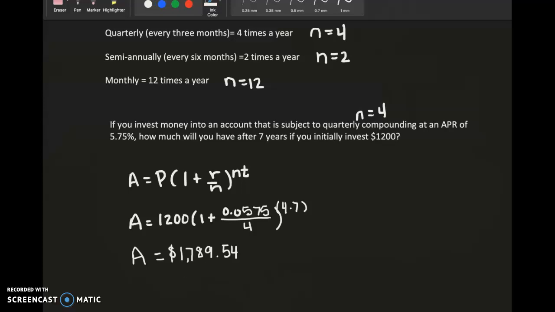Now, as I was talking about before, your money can be compounded a lot of times a year. It can be compounded every day. It can be compounded every week. You know, N would be 52 in that case. It can be compounded hourly, by the minute, by the second. It can even be compounded continuously.